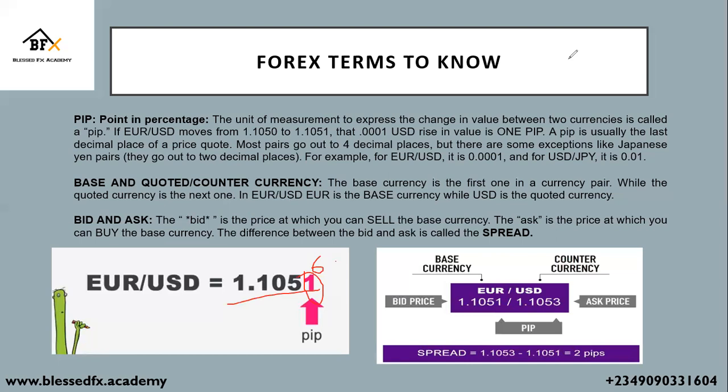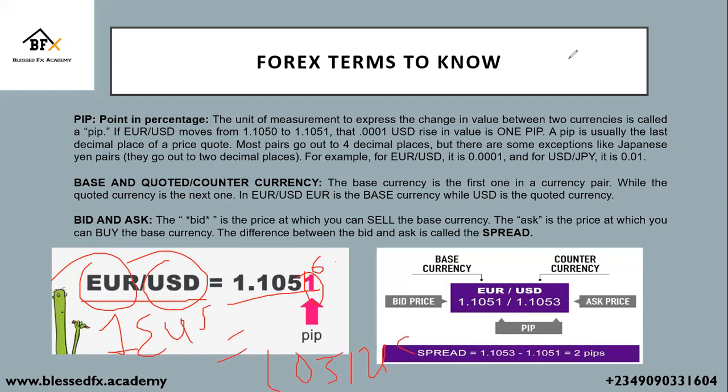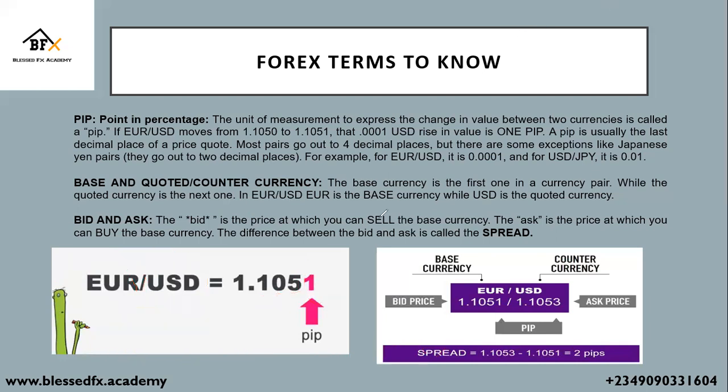So there is what we call base and quoted or counter currency. You understand? So when you see a pair like this, the first one is the base currency. I think I mentioned that in the previous lesson. The second one is the quoted currency. What this means is that the base currency always has a value of 1. Okay? You understand? The quoted currency is now the equivalent. That means 1 euro is equal to 1.051 USD, according to what this photo is telling us. Is that clear enough?